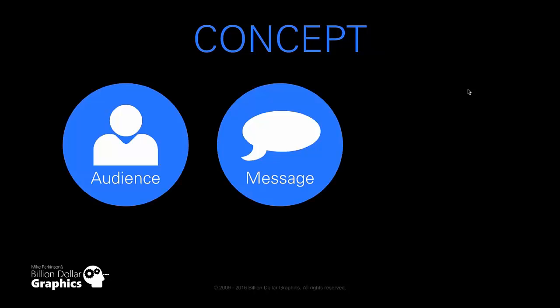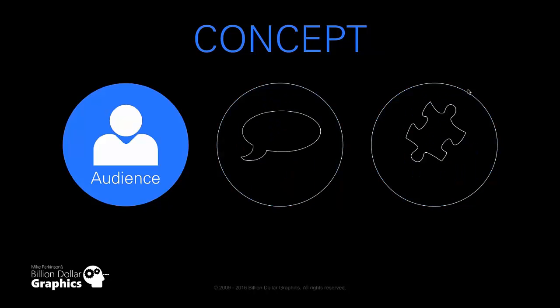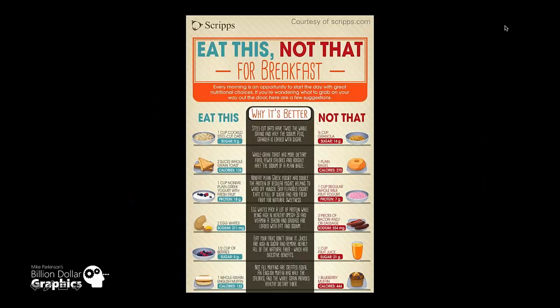So concepting. How in the heck do we go from I have an idea, or I should say, how do we come up with the initial concept? Well, there are three pieces of the puzzle. The three pieces are to know our audience, to clearly define our message, and to explain or prove our message. So first and foremost is our audience.